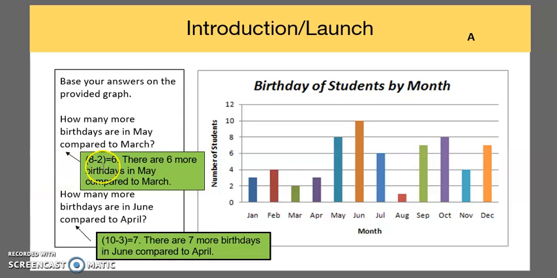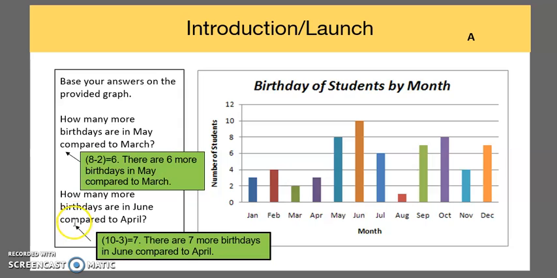So here we see that in May we have 8, and March we have 2. So we do 8 minus 2 gives us 6. There are 6 more birthdays in May compared to March. And then the same thing for the bottom question.